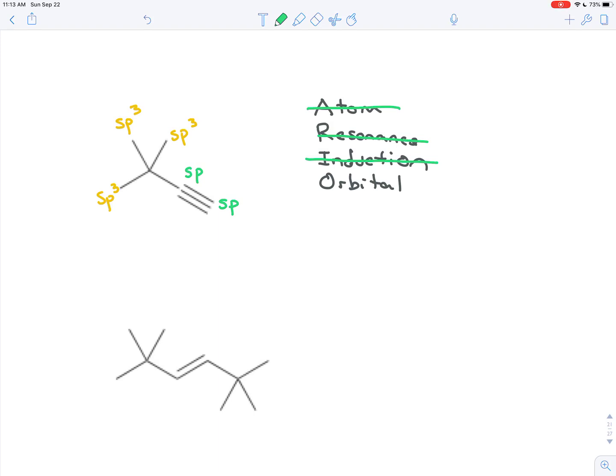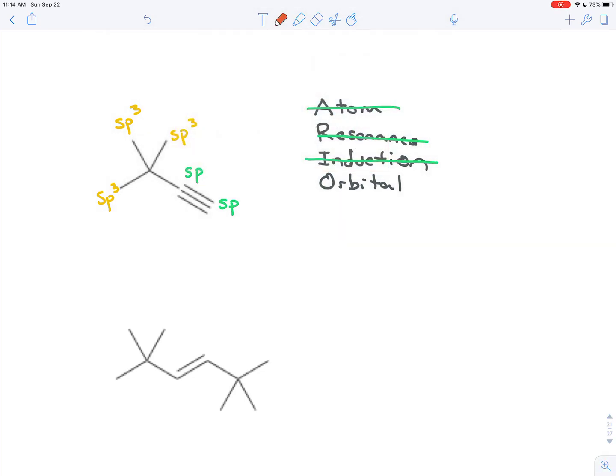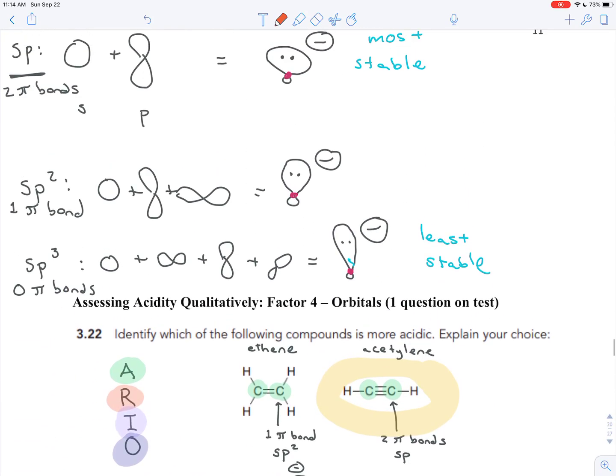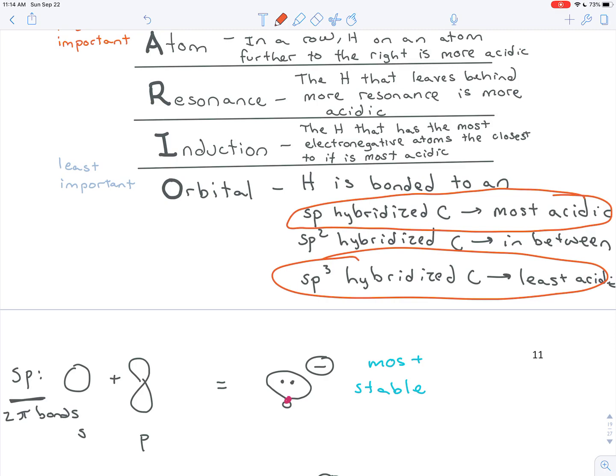So those are sp hybridized, and our rule was that any hydrogen on an sp hybridized carbon is more acidic than a hydrogen on an sp2, which is more acidic than a hydrogen on an sp3. And so this hydrogen is the most acidic because it is on an sp hybridized carbon. That's most acidic. sp3 is the least.